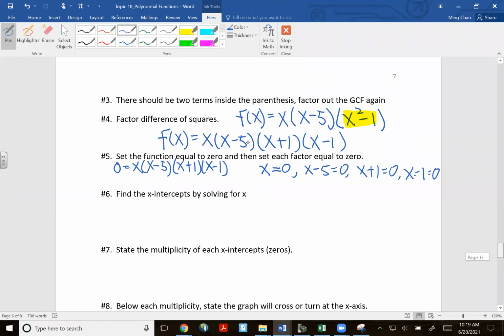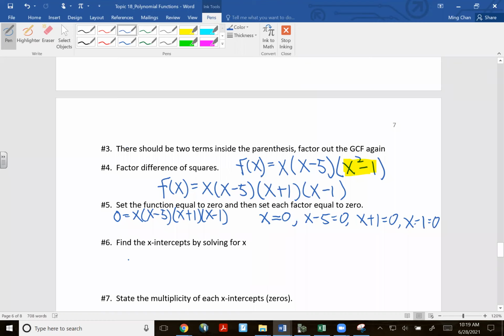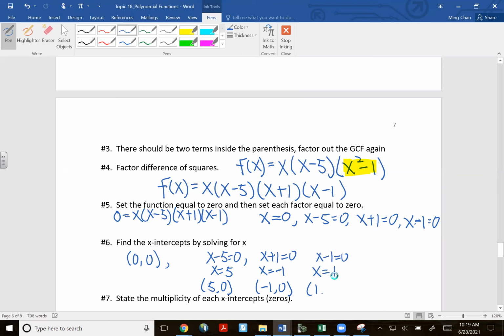Number 6, find the x-intercepts by solving for x. So the first one, x equals 0, that tells me the x-intercept is 0, 0, right? For the x-intercept, find x when y is automatically 0. Second one, if I move my negative 5 over, then x is equal to 5. So the other x-intercept is 5 comma 0. Move the positive 1 over, x equals negative 1. Negative 1 comma 0 is another x-intercept. Move the negative 1 over, x is equal to positive 1. So 1 comma 0 is the other x-intercept. So I got 4 x-intercepts.